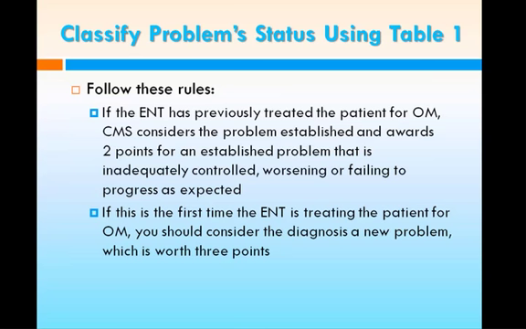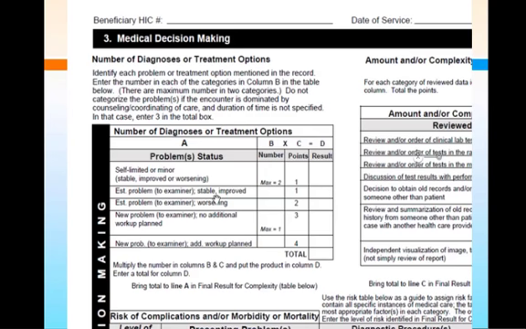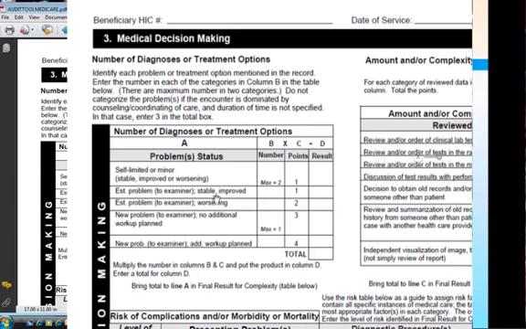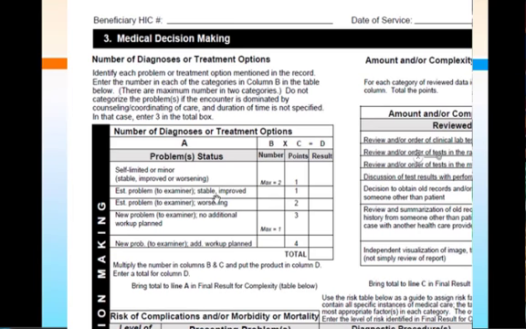And this is one of the top questions that I get. Who is the problem new to? The sheet actually states in there: established problem to examiner, new workup to examiner. So this does mean, was that physician familiar with the patient's condition before this? Did they treat it?